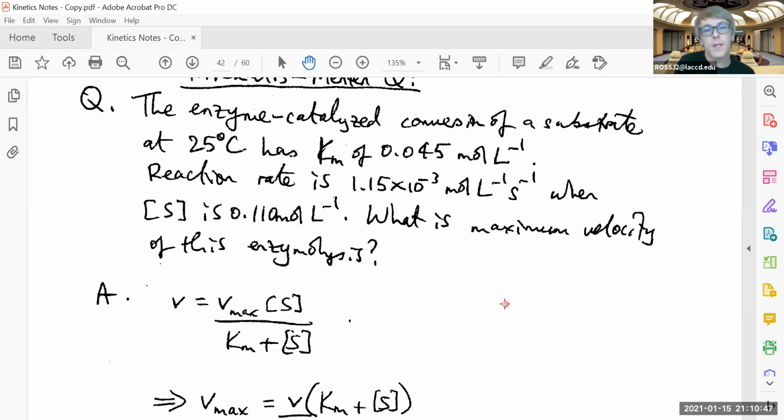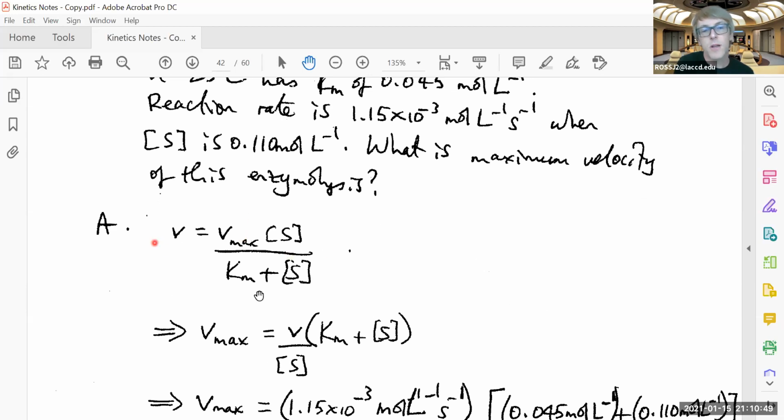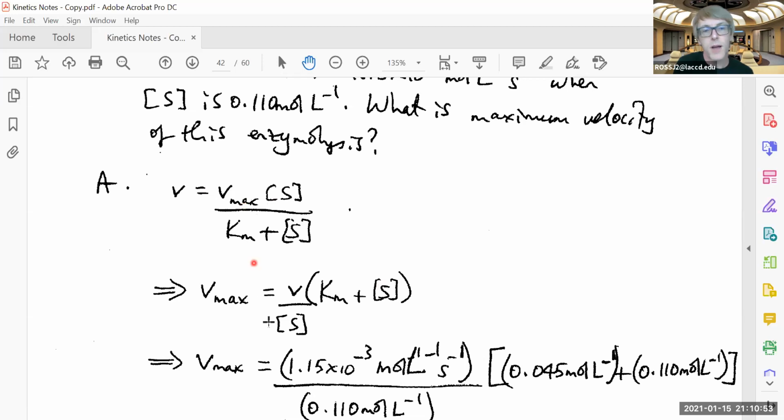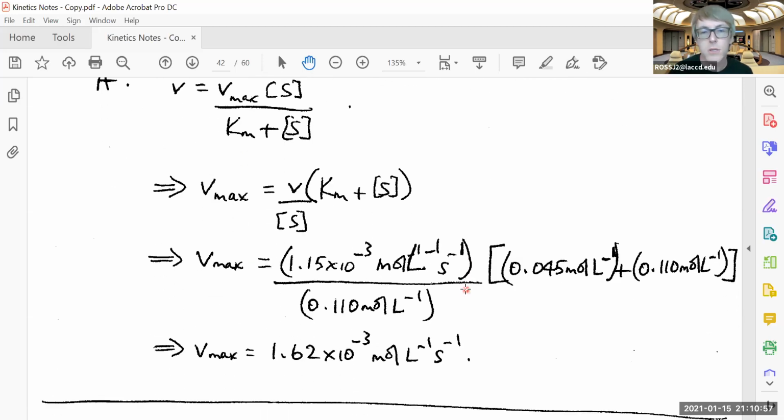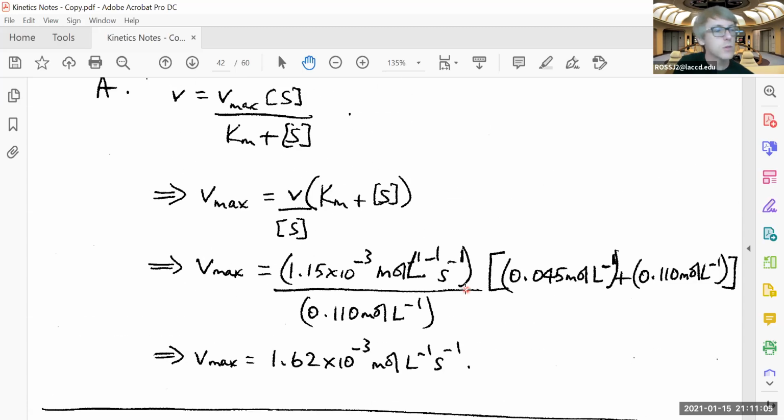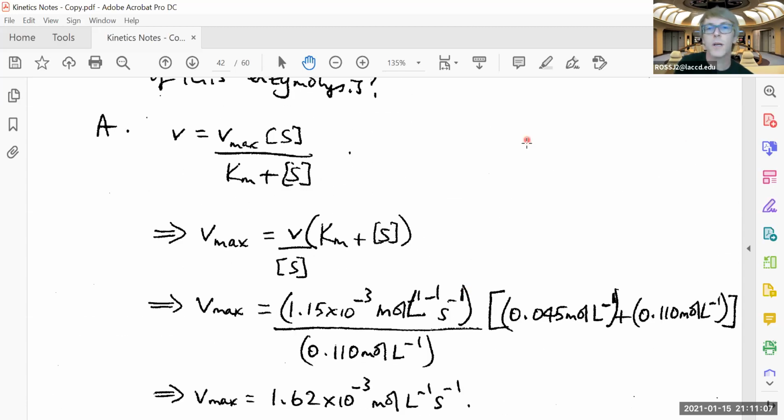Okay, so we've got to solve for Vmax. We start off with the Michaelis-Menten equation. We cross-multiply to isolate Vmax, which is straightforward, and then we just plug in our numbers. We get a Vmax of 1.62 times 10 to the negative 3 mole per liter per second. That's the last of the notes for this video, so that will conclude this video.